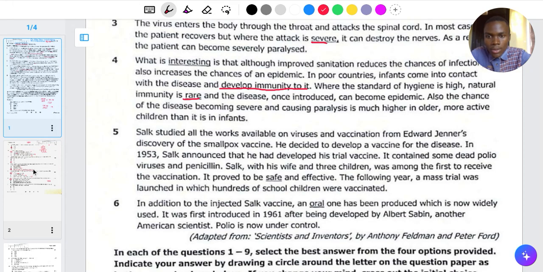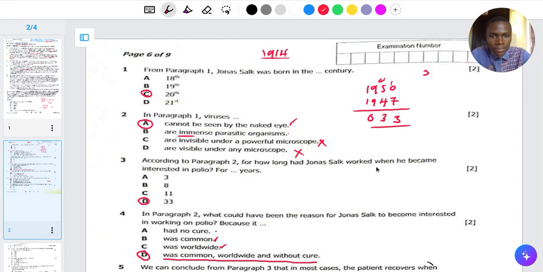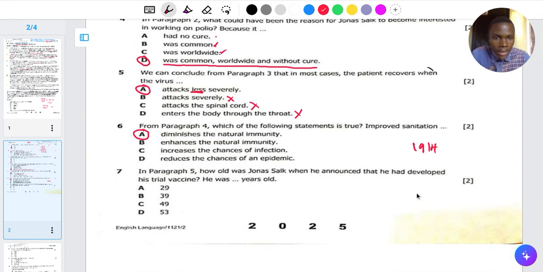So let's do the calculations here. He was born in 1914 and he announced the first trial for vaccine in 1953. So we have 1914 and 1953. So we can do the math here. 13 minus 4 gives us 9. Then 5 minus 1 gives us 4, and 1 minus 1 gives us 3. So he was 39 years old. So where is 39? It's this one. That is how you are supposed to answer that one.